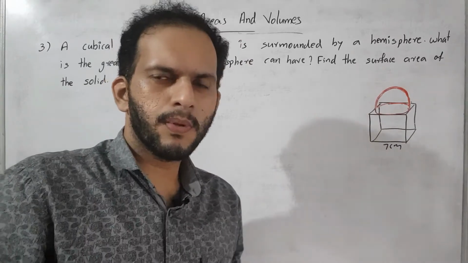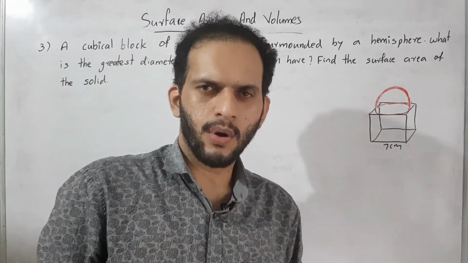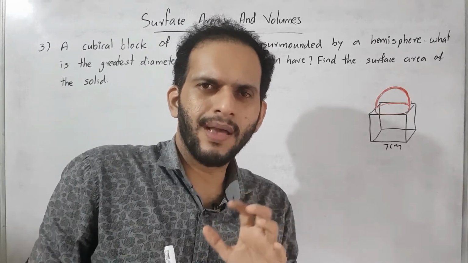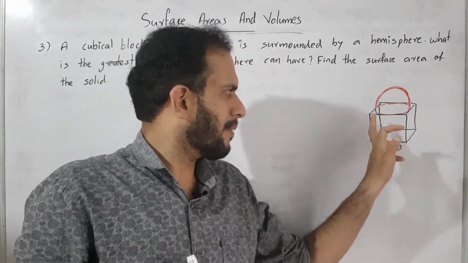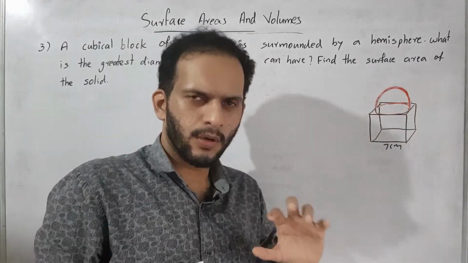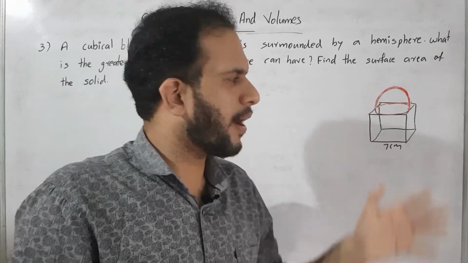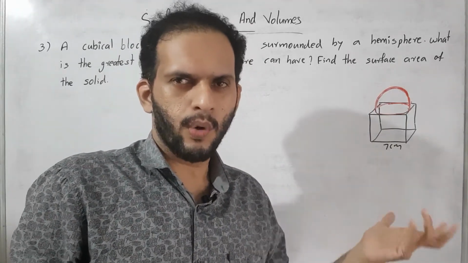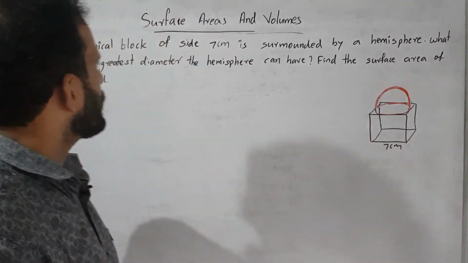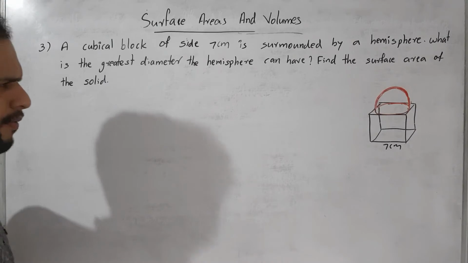Correct. It's not possible to cover exactly the base face of a cube. The edge portions, the corner portions are remaining, correct? So in this case there is some difference for finding out the total surface area of this solid, the new one. Okay, then what is the first question? What is the greatest diameter the hemisphere can have?